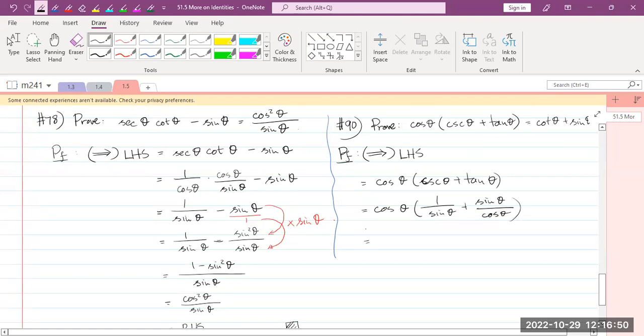So cosine theta being distributed, we will get cosine theta over sine theta for the first term. For the second term, however, cosine theta times sine theta over cosine theta, the cosine theta cancels, we get only sine theta. Now, cosine over sine is cotangent theta. Now you see that we match the right-hand side, which is the end of our proof.